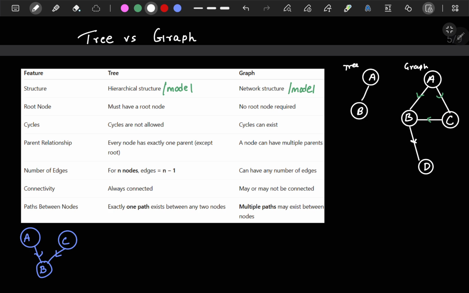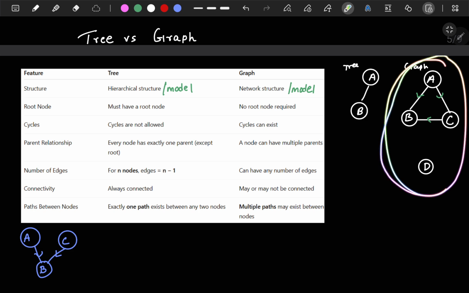Now, what is the meaning of this line? It may or may not be connected. What if I remove this edge? Okay. Now, is it a graph now? The question is, is this entire thing a graph or not? Yes, still this is a graph. This entire thing is a graph.